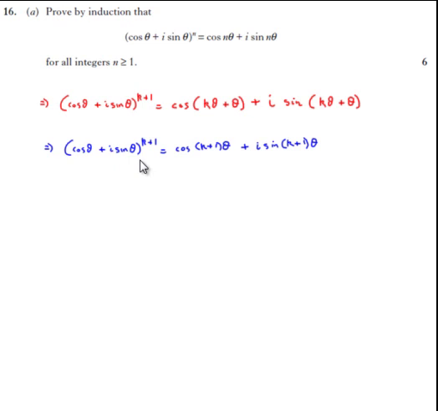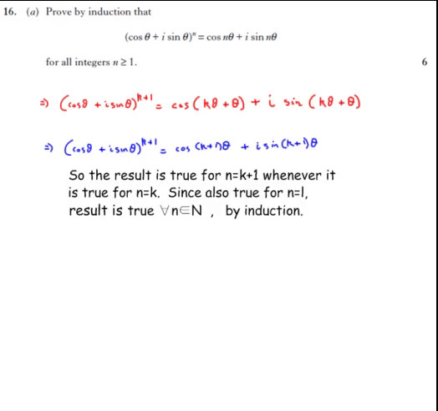This is the result for one power up, for n equals k plus 1. So we have shown the result is true for n equals k plus 1 whenever it is true for n equal to k. Since we also showed earlier that the result is true for n equals 1, we know that the result is true for all natural numbers by induction.